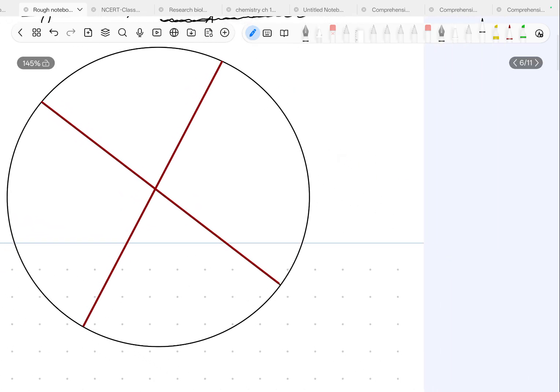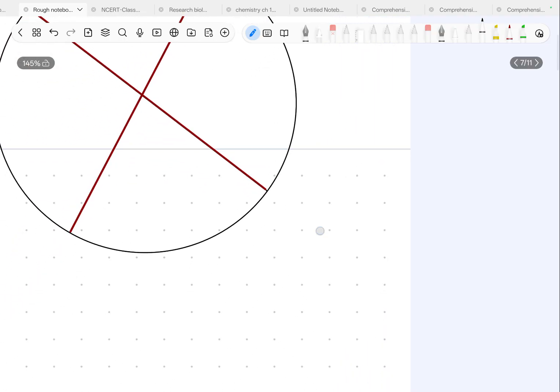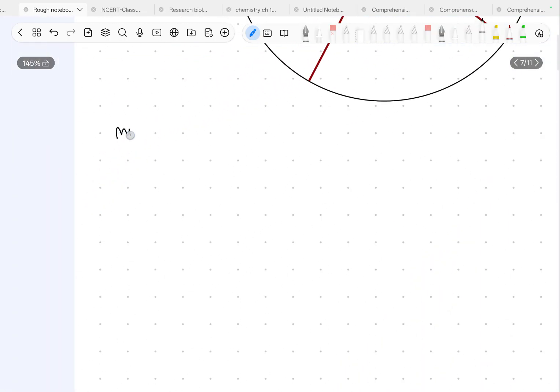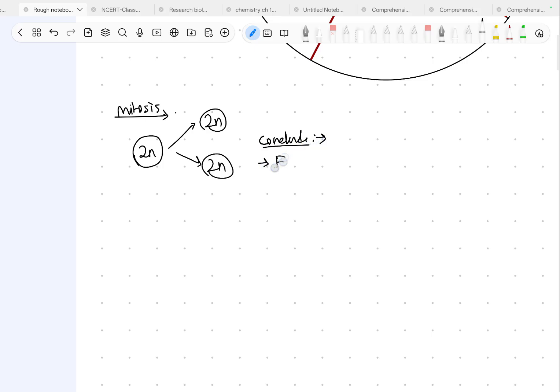How will the cell cycle start? There will be a fundamental change before the real cycle happens. If I tell about mitosis, how the division occurs: a diploid cell is dividing into two diploid cells. So we conclude that it is an equational division. Obviously it is an equational division.